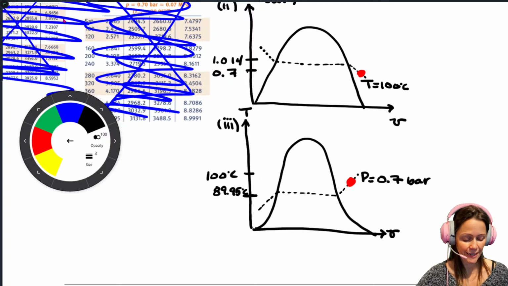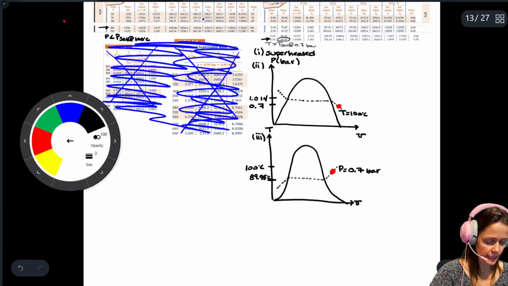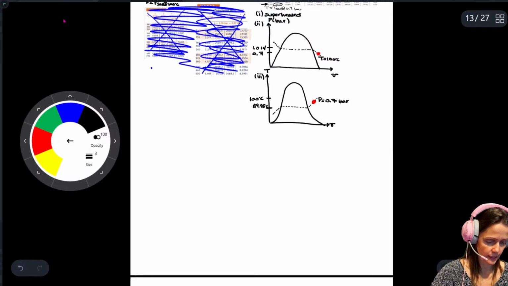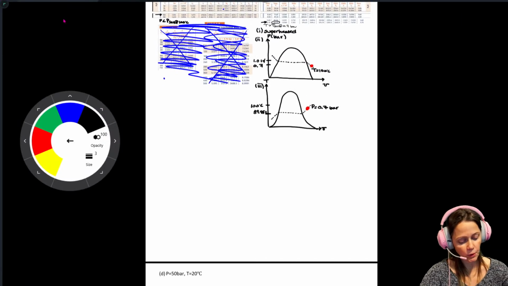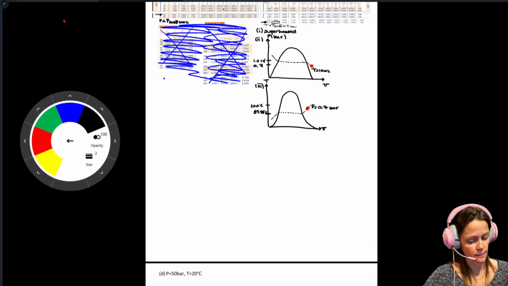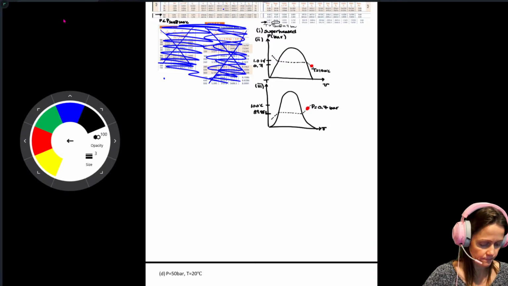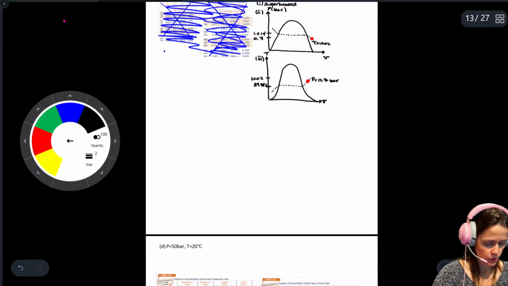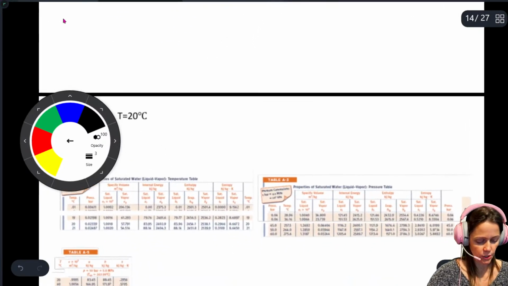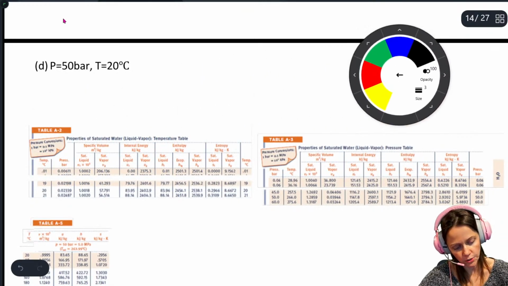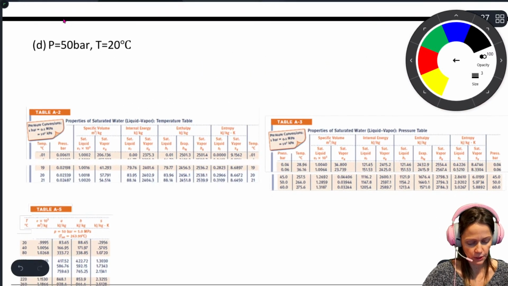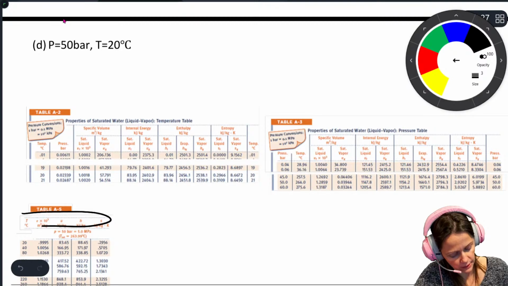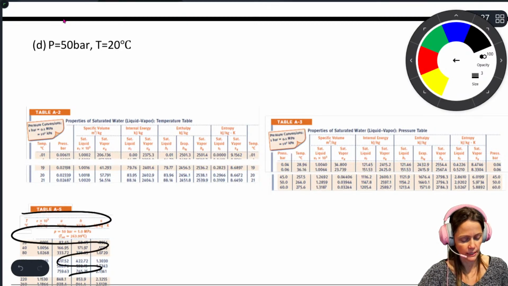Okay. All right. So part D, we've got 50 bar and 20 degrees Celsius. So yeah, let's see what we got here. So first thing that I need to do is I need to go to A2 or A3 and figure things out. I'm going to cross out this A5 because I'm not actually pulling any data off of there.